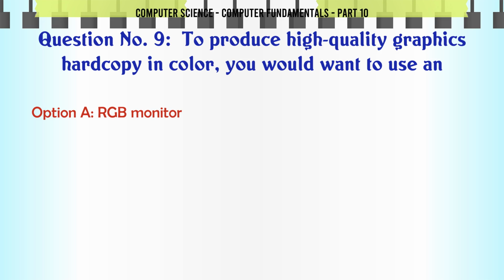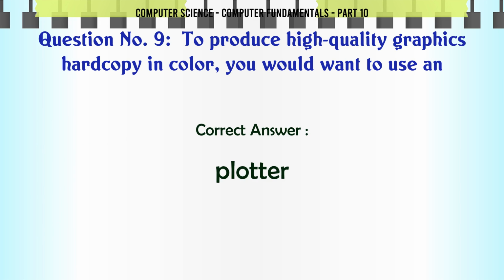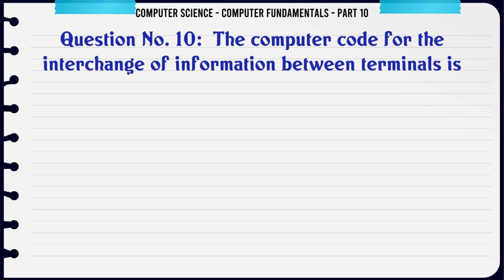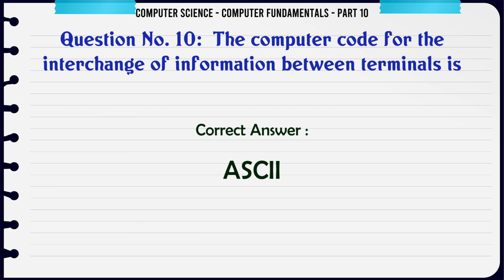To produce high-quality graphics hardcopy in color, you would want to use an A. RGB monitor. B. Plotter. C. Inkjet printer. D. Laser printer. The correct answer is plotter. The computer code for the interchange of information between terminals is A. ASCII. B. BCD. C. EBCDIC. D. All of the above. The correct answer is ASCII.